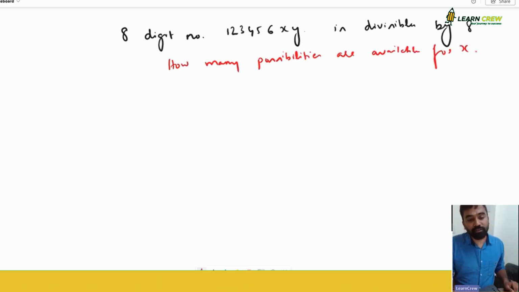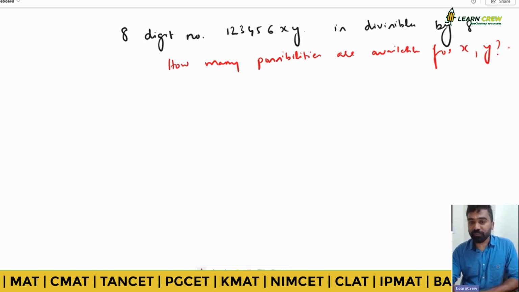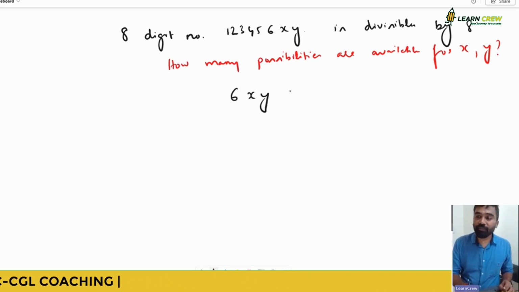available for XY. How many possibilities? In place of XY, how many different types of numbers can be substituted? Divisible by 8 means what should happen? How do you find the divisibility of 8? The last 3 digits should be a multiple of 8. See, how do you approach it? 6XY, both the variables are unknown.